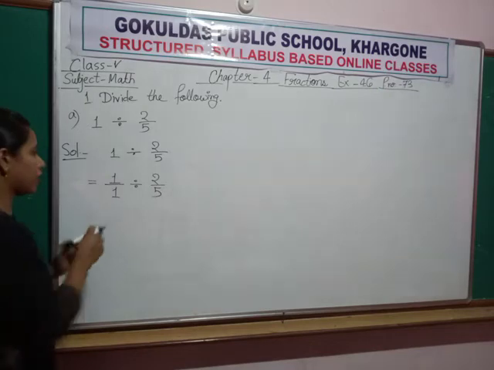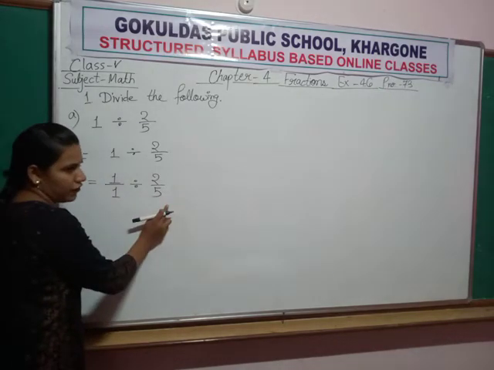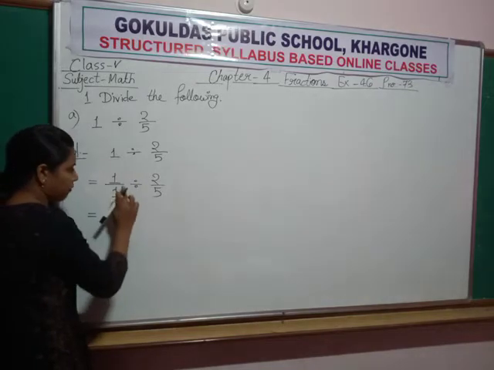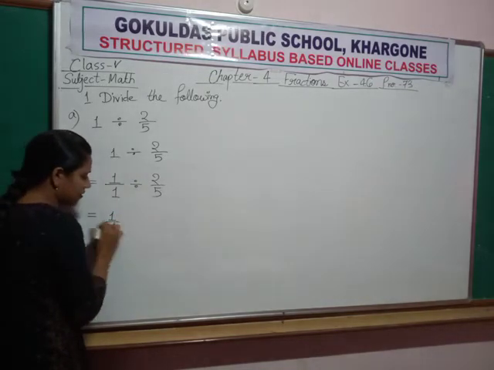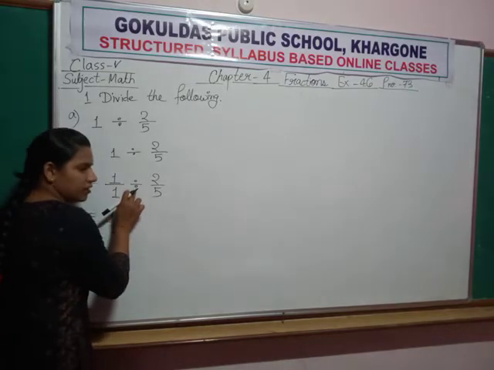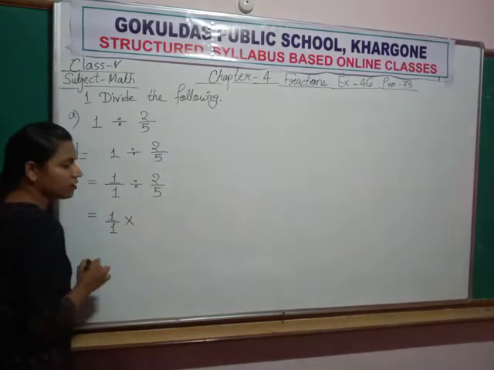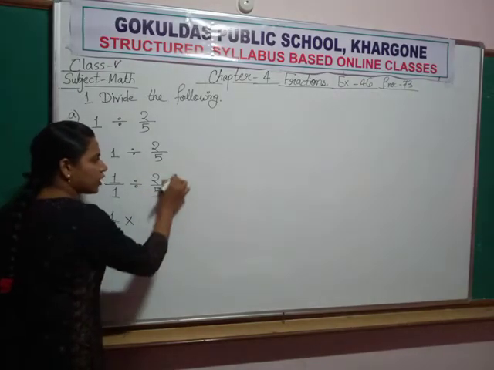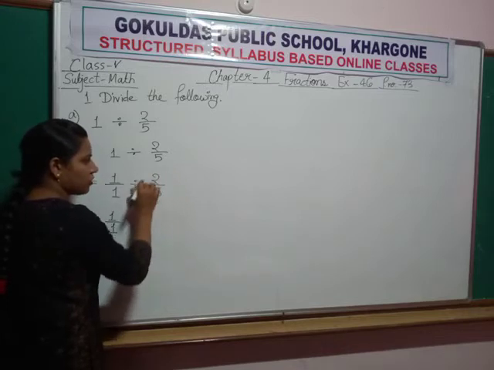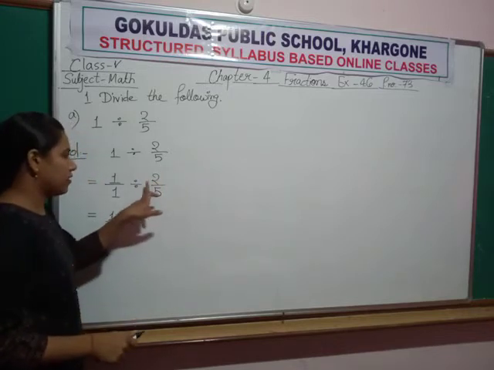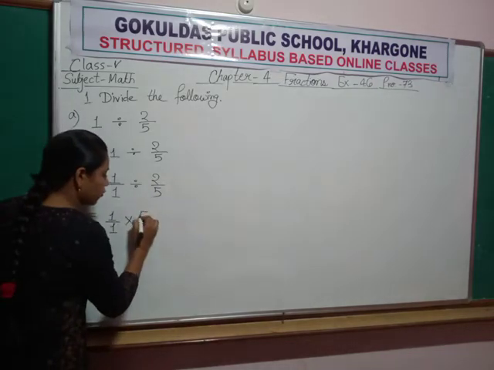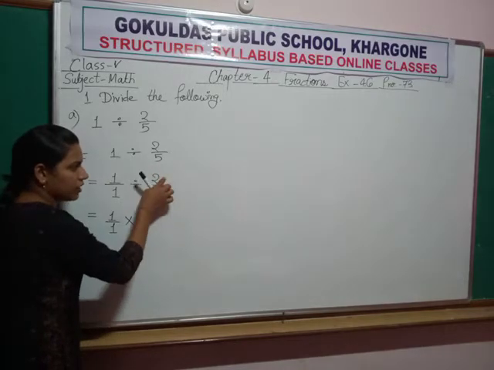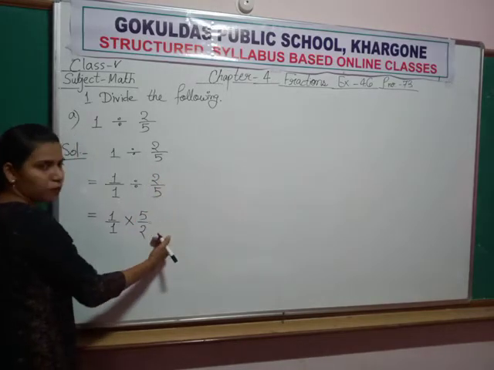Now what is the step to divide? Now it is a fraction divided by another fraction. How to solve it? We write the dividend as it is, which means I am going to write this 1 upon 1 as it is. This division symbol is replaced with a multiply symbol. And now find the multiplicative inverse of this divisor. So the multiplicative inverse of the divisor, 2 upon 5, is 5 upon 2.